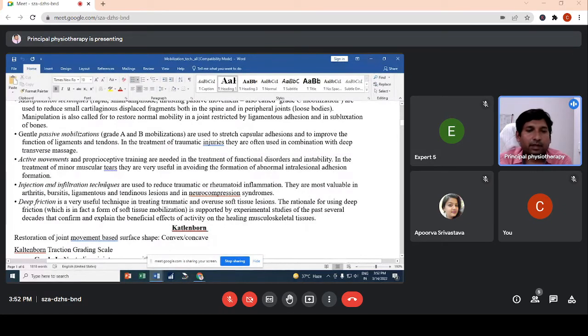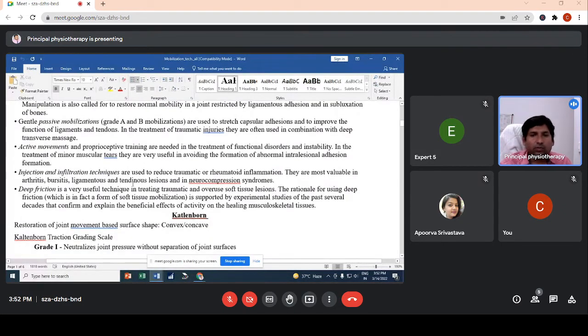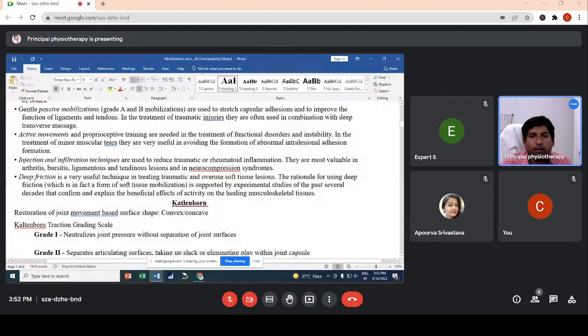Injection and infiltration technique means intraarticular injection. It was also developed by the Syriacs, and this type of treatment is valuable in case of arthritis, bursitis, and ligamentous and tendinous lesions.